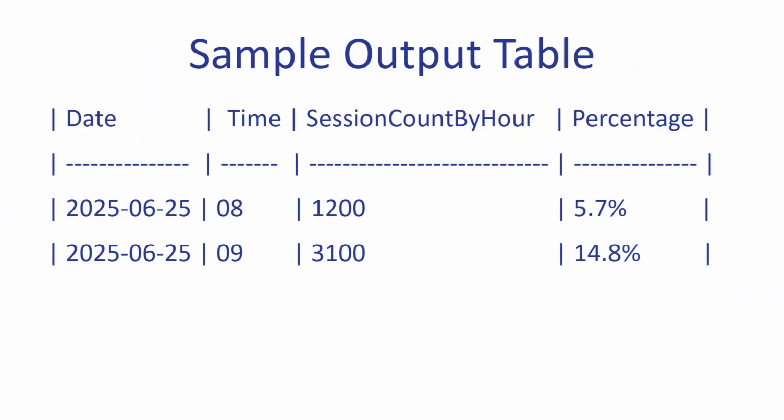Here is what the result looks like: a time-based traffic analysis. You can build a bar chart or line graph from this using Zeppelin. So we have date, time, session count by hour and percentage. This will help us to identify at which hour the traffic is very high.